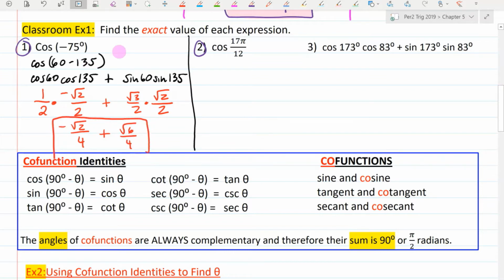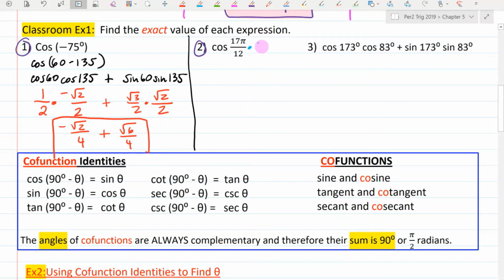Regardless of which numbers you use, you would get the same answer. It might not be written in this order. You might have radical 6 over 4 minus radical 2 over 4, but the radical 6 over 4 will be positive, and the radical 2 over 4 will be negative. You might also see it written as radical 6 minus radical 2, the whole thing over 4, as one fraction. That's okay also. I'm going to leave it as 2.